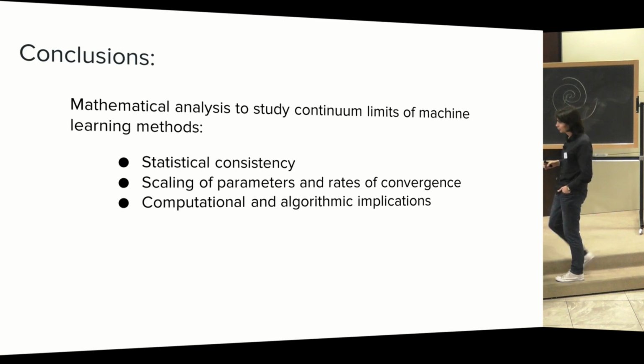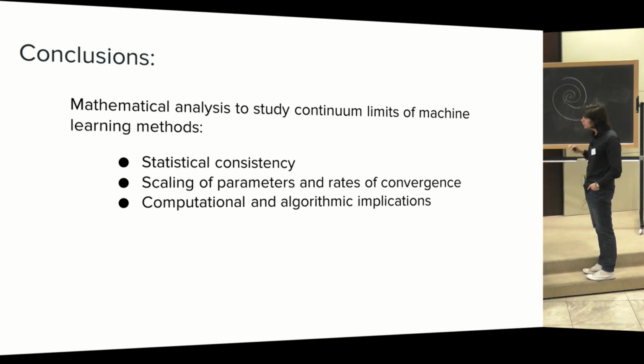So let me conclude by saying that this program is intended to address statistical consistency of schemes that are used to learn from data. The analysis usually comes together with the scaling of the parameters, rates of convergence, and so on. But it can also be used for computational and algorithmic implications. Two years ago, if you wanted to take a Bayesian approach to this, people would use other sampling schemes that are not guaranteed to be stable. You don't know the properties of those schemes. So this is an illustration of how this analysis can provide such implications.